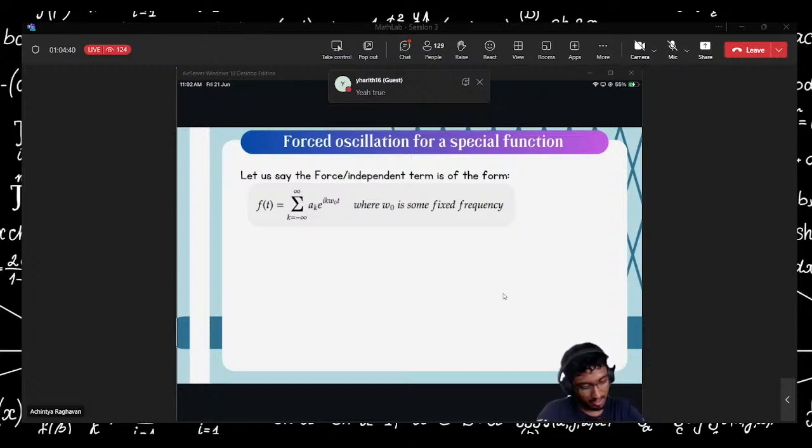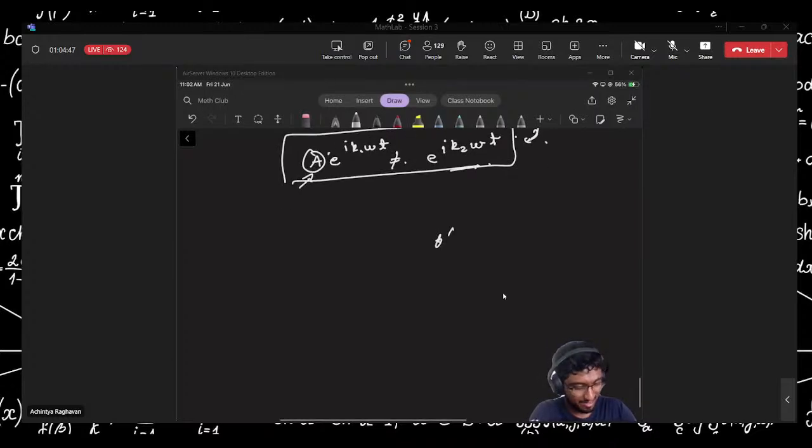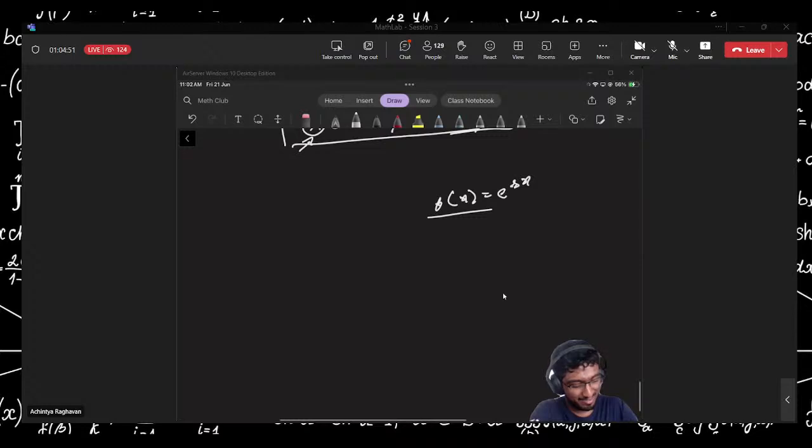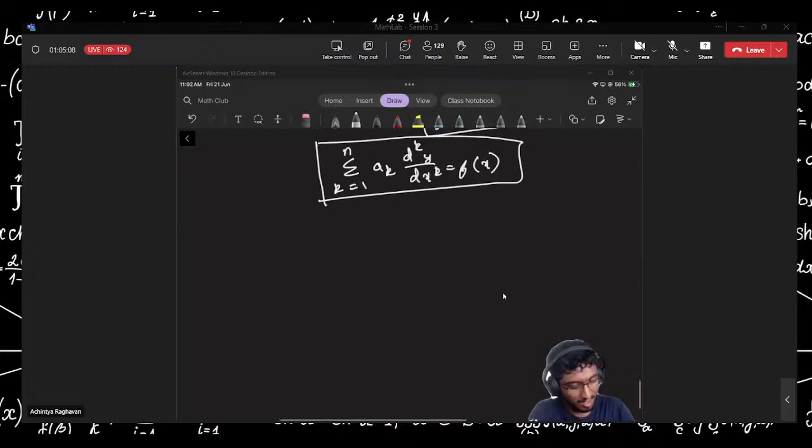Okay, so now we are going to look at a very special function. Remember, we had a look at e power st. We said f of x is equal to e power x. Now, this is a very special case. What we wanted is a general case where this differential equation is equal to some f of x. Now, we wanted a way to solve this general thing.